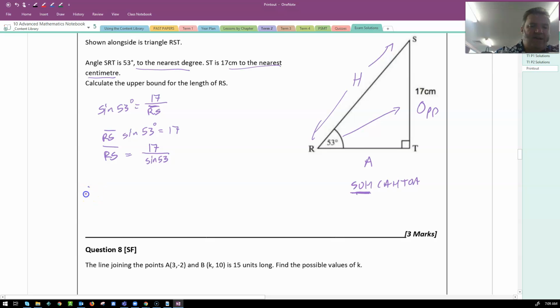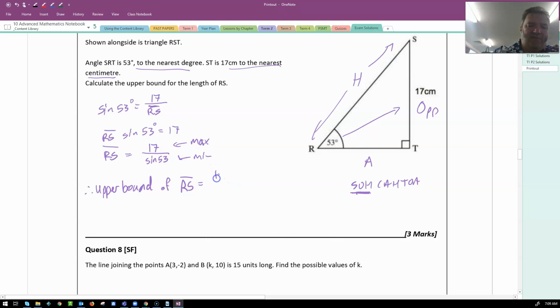Now I want to find the upper bound. Now this is where you had to do a little bit of thinking. For the upper bound of RS, if I've got a fraction here, I need to have the biggest possible number on top and the smallest possible number on the bottom. That's how I'm going to end up with the largest quotient, the largest answer from doing that division. So the largest number, I want to find the maximum here, but I want to find the minimum value there.